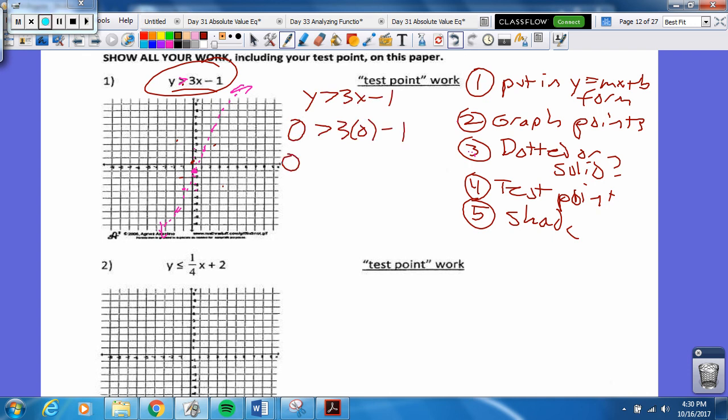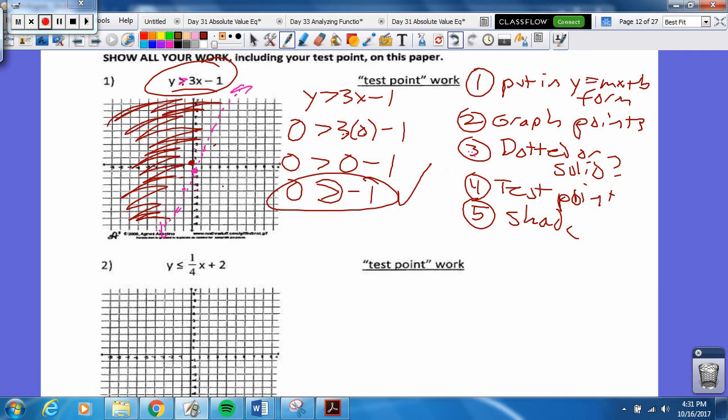So 0 is greater than 3 times 0, which is 0, minus 1. So 0 is greater than negative 1. So I've already simplified my inequality. Is this true here? Is Pac-Man eating the bigger man? Yeah, it is. Boom, boom, boom. So that means that the solutions are over here.